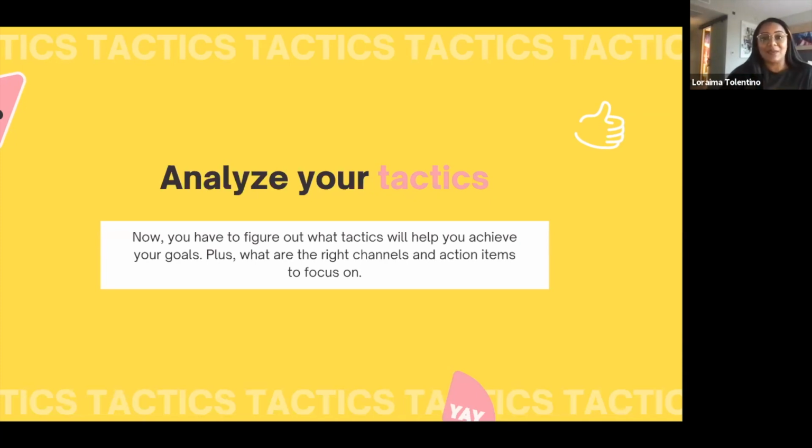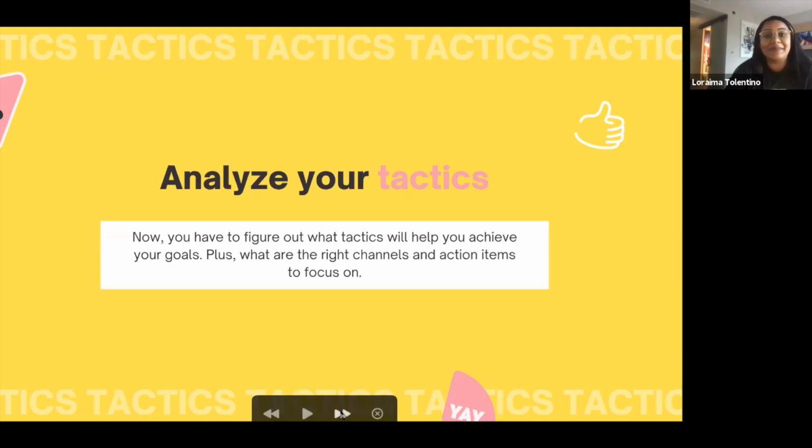So tactics can be giveaways, content, ads. A tactic would be billboards, in-store promos. There's so many different types of tactics that include marketing, PR, influencers. All of this comes together in the tactics category to make sure that we get the objectives met.